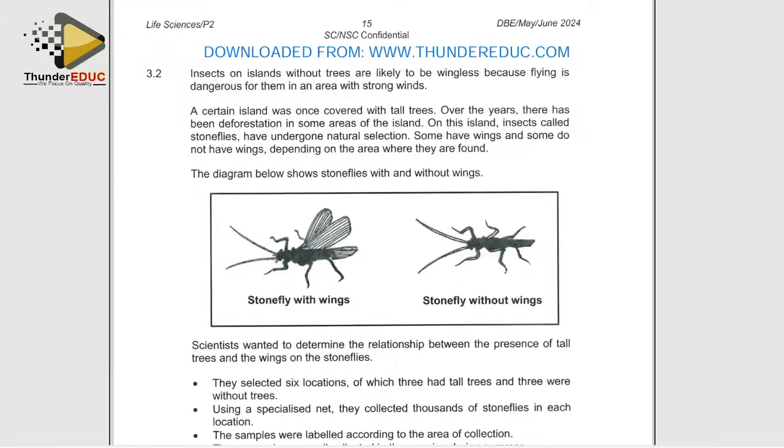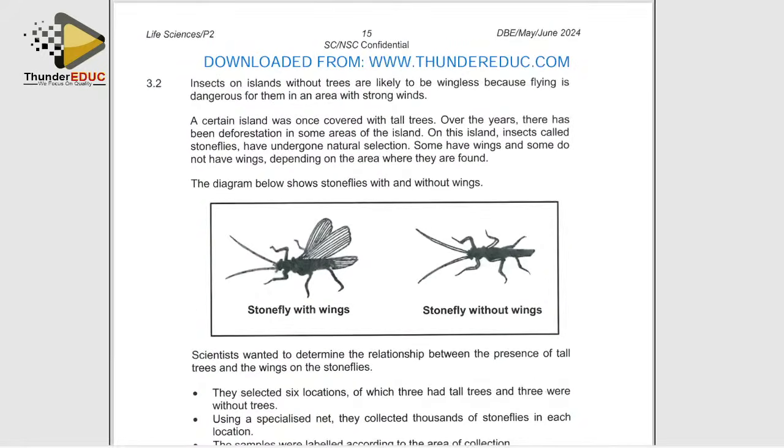Then we go to the next question, which is 3.2. What are they talking about? Here they talked about insects on an island with trees being likely to be wingless because flying is dangerous for them in an area with a strong wind.